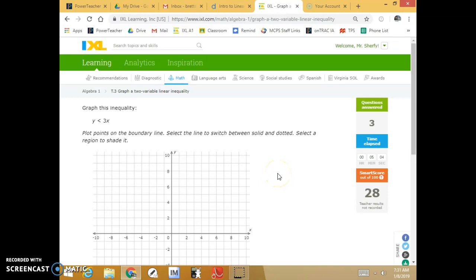So this one's going to be really similar. My b value again is 0. My slope is 3/1, so instead of being a negative slope, this time it's a positive slope.